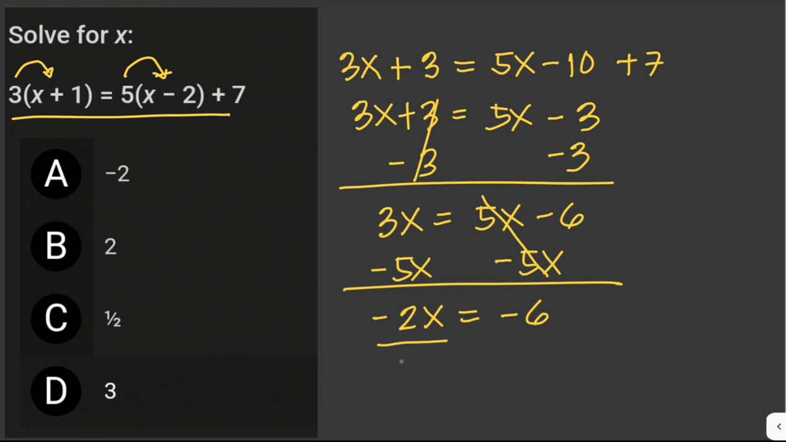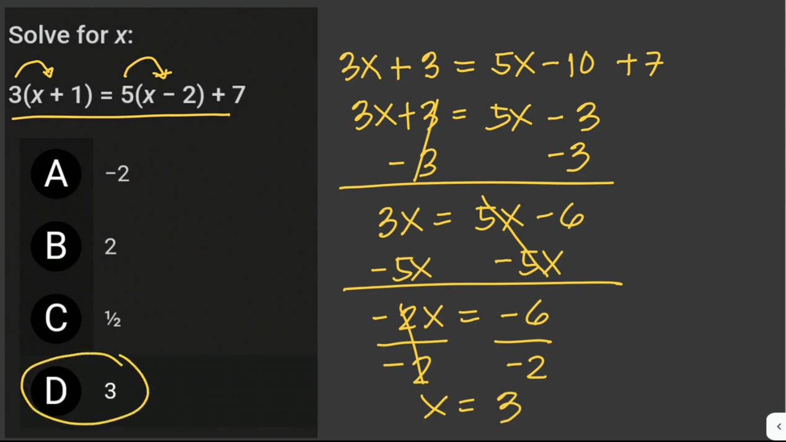And then we divide both sides by negative 2 to solve for x. This cancels out. Then negative 6 divided by negative 2 is just equal to positive 3. So our answer here is letter D.